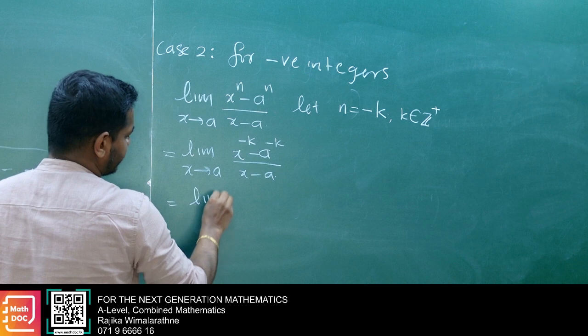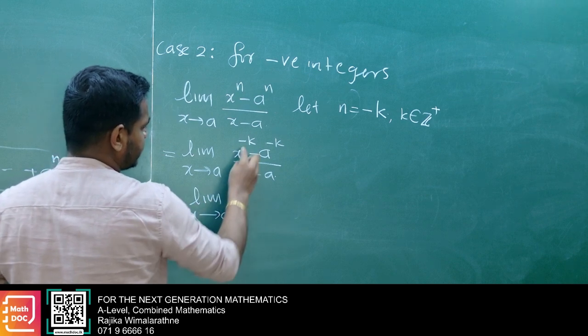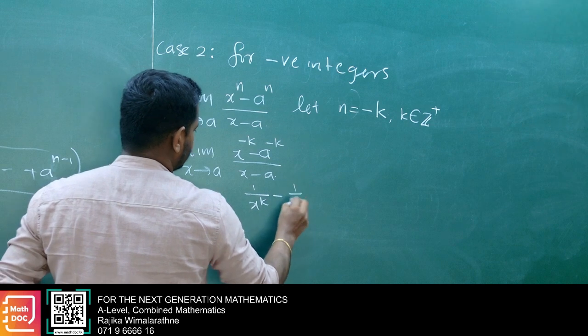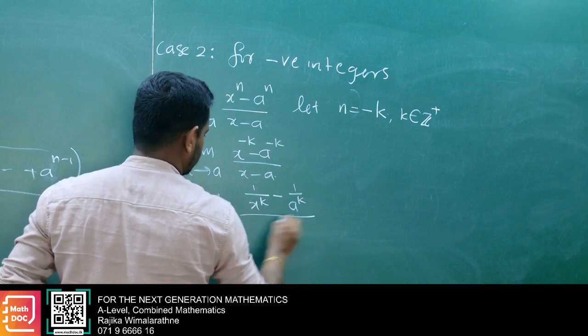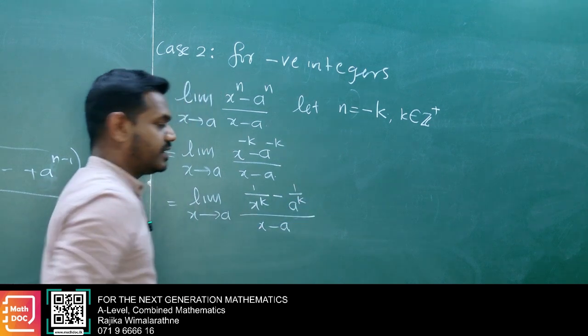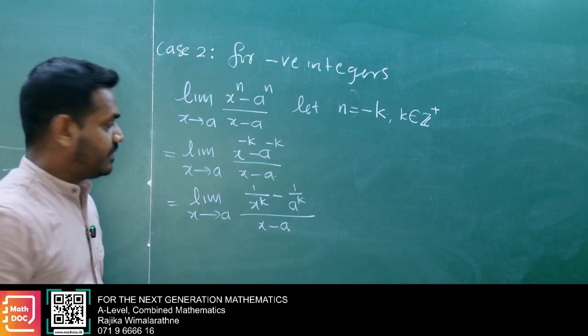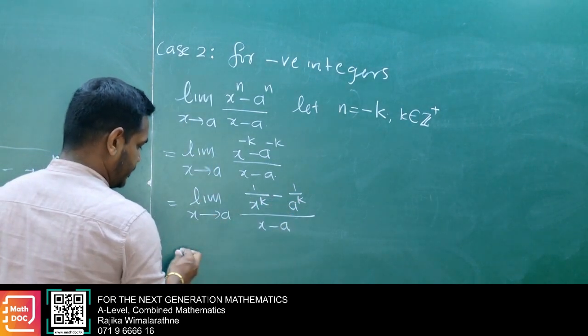Limit x goes to a, then here minus k, no? 1 over x to the power k, 1 over a to the power k, over x minus a. Then the minus power means take downstairs, change in sign. Then get a common denominator.